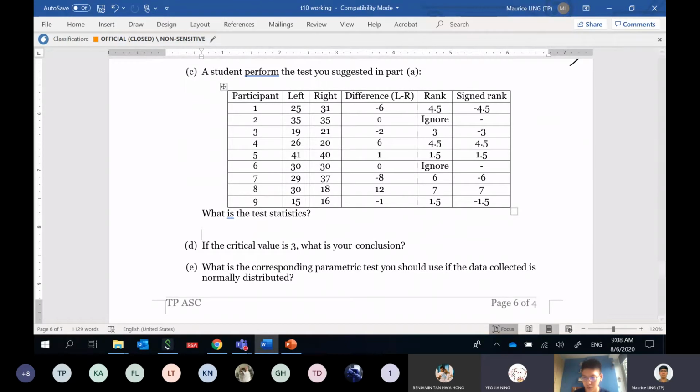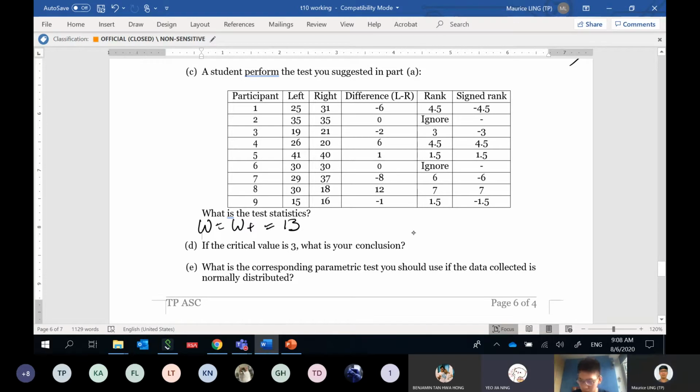Is it the absolute sum of the negative? So is it W plus or W minus? W minus? No, you still use W plus. Oh. Yeah. So what is the W plus? My W plus is 13. Yeah, right. So you also use W plus 13. Then given the critical value is 3, so what will the conclusion?